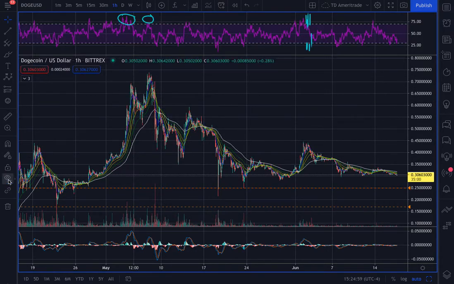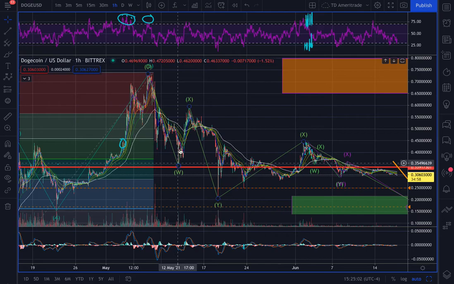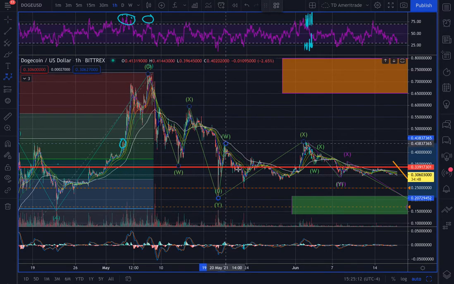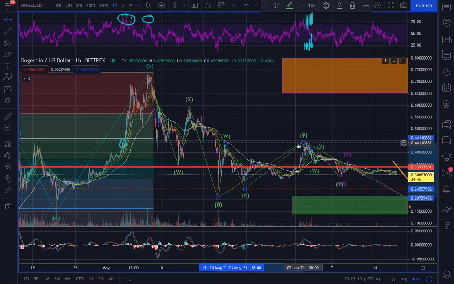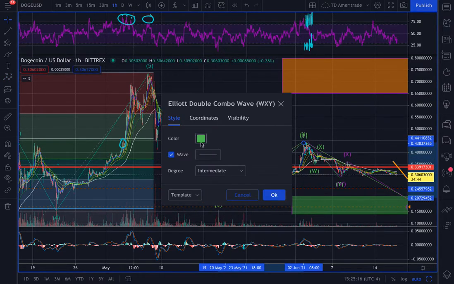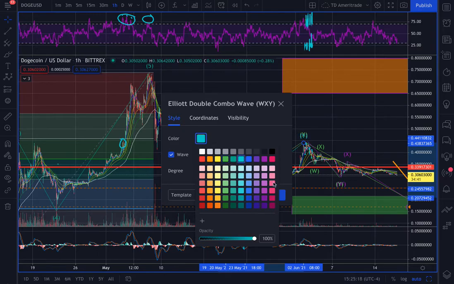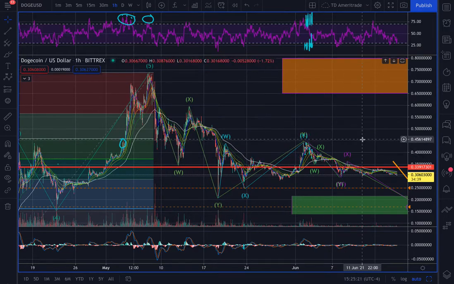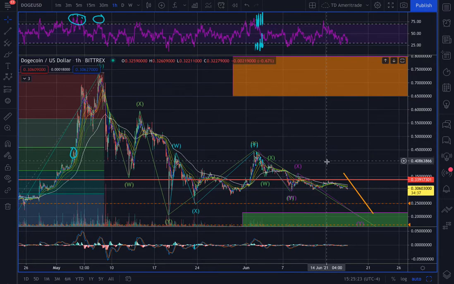Okay, so turn these back on. As you can see, I have this counted out as a 1, 2, 3 going down. Then this subwave going up was another 1, 2, 3. Change the color. And then what I have been thinking is happening for several days now, the last more than a week.